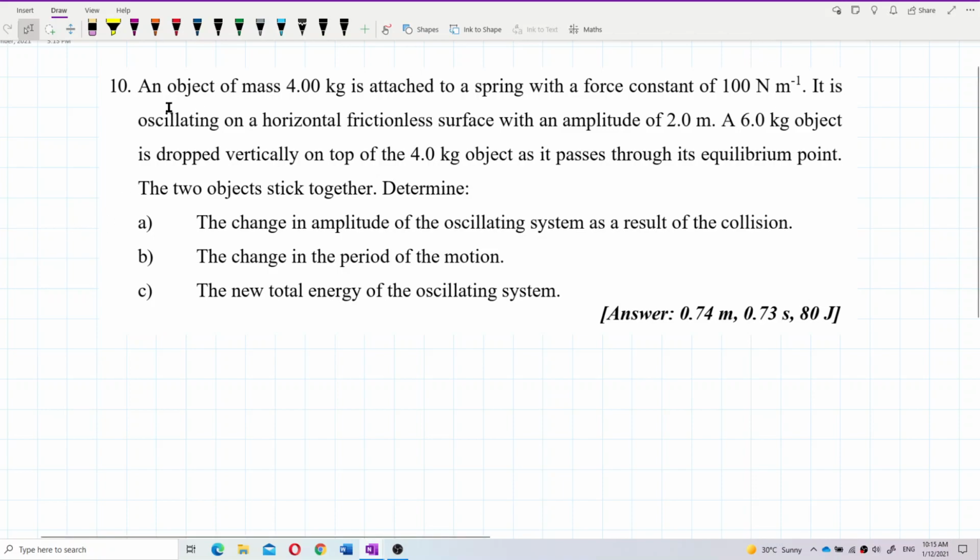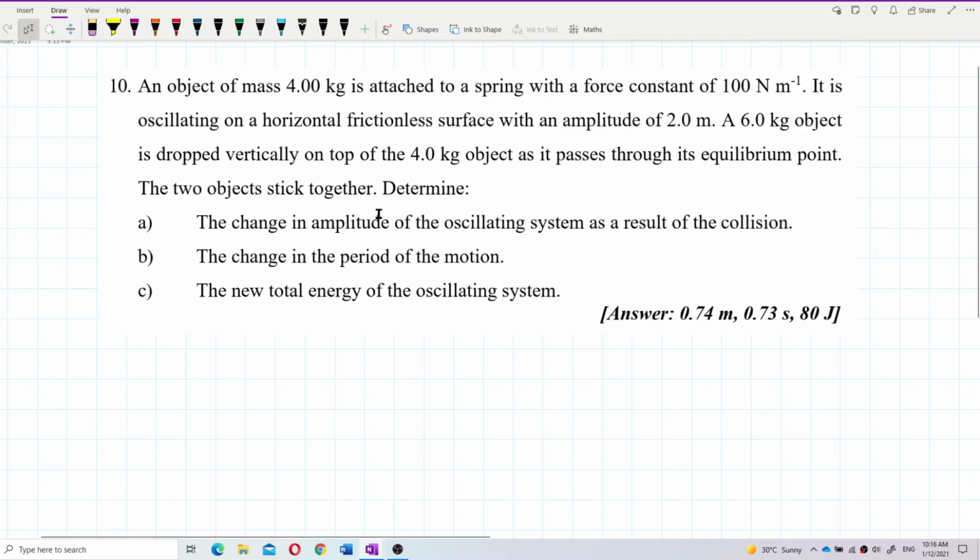Okay, an object of mass 4 kg is attached to a spring with a force constant of 100 Newton per meter. It is oscillating on a horizontal frictionless surface with an amplitude of 2 meter. A 6 kg object is dropped vertically on top of the 4 kg object as it passes through its equilibrium point. The two objects stick together.